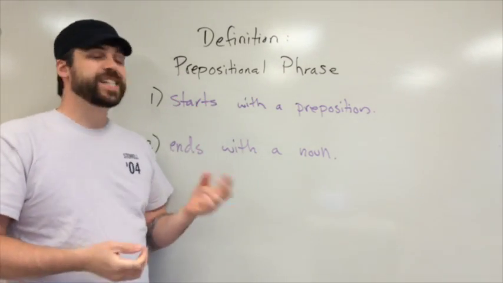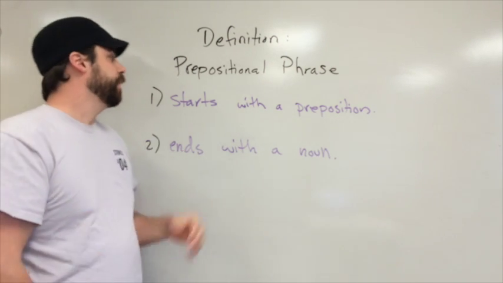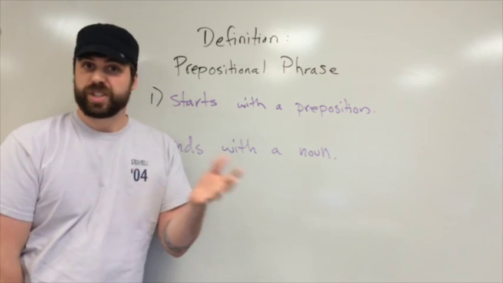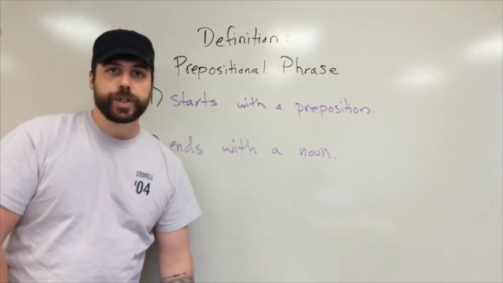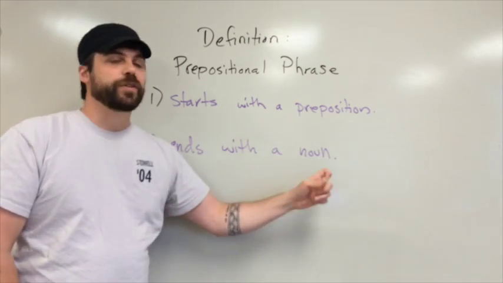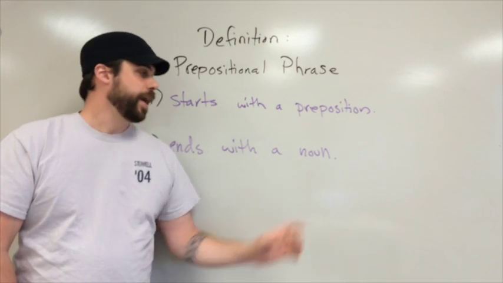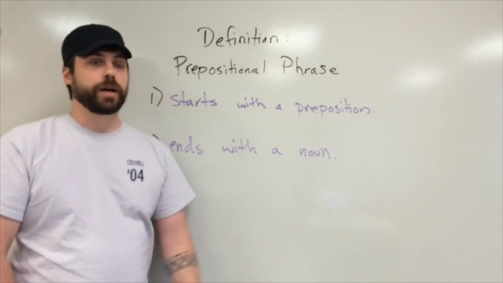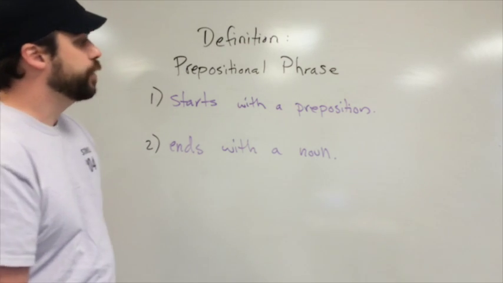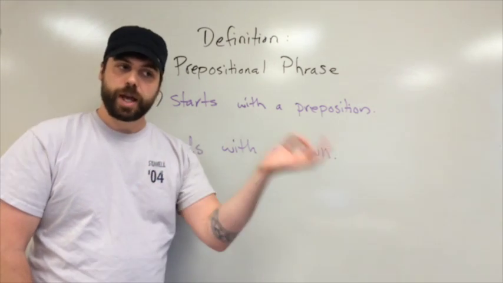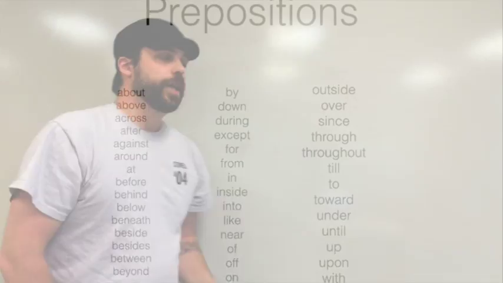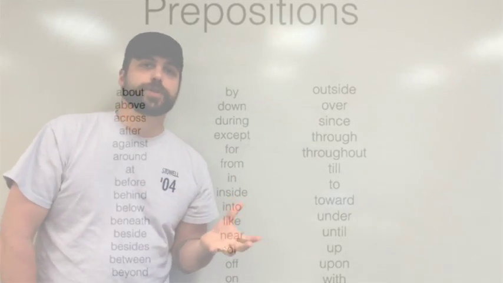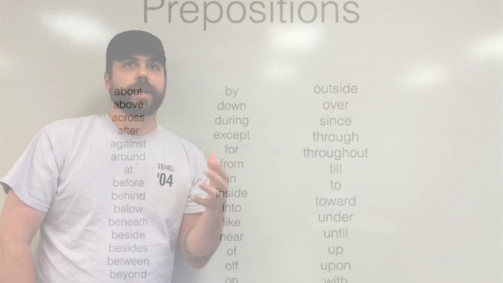So I guess the best place to start is to talk about the definition of a prepositional phrase. Basically, there's two things you need to have. A prepositional phrase, which is just like any other phrase, a group of words, always starts with a preposition, and it always ends with the first noun you come to. That noun is actually called the object of the prepositional phrase. So, starts with a preposition, ends with a noun. Sounds simple, doesn't it?